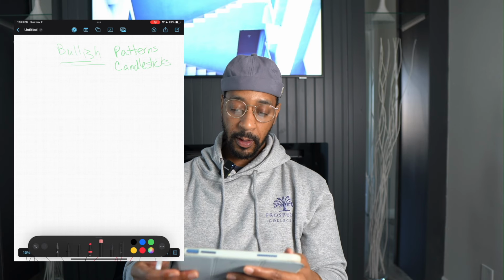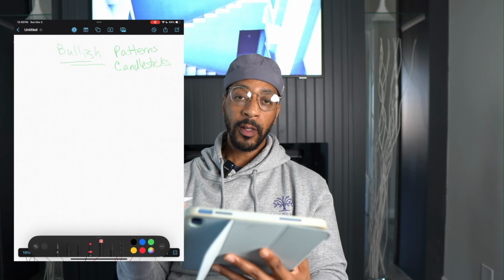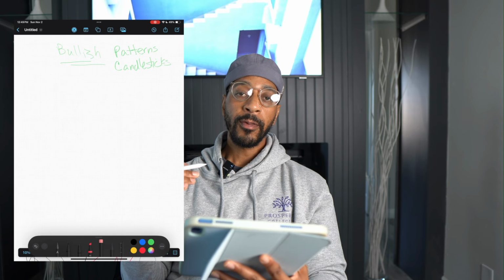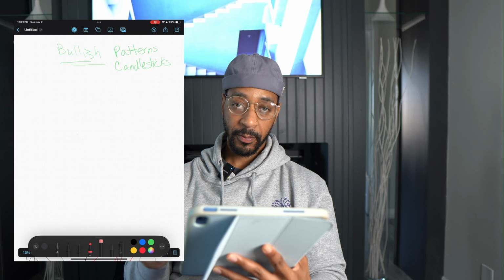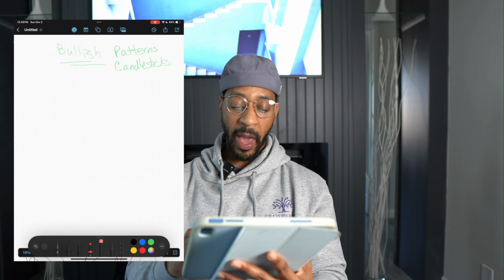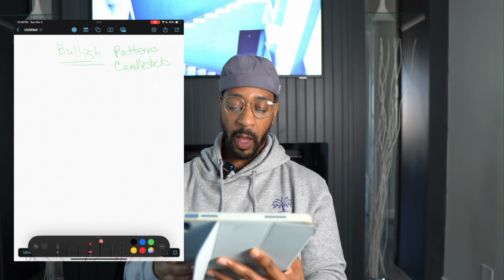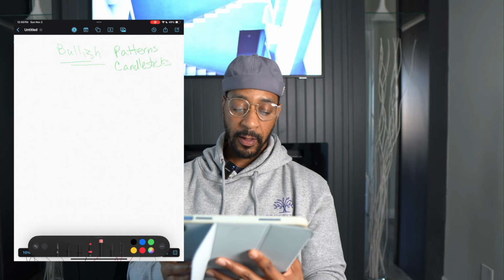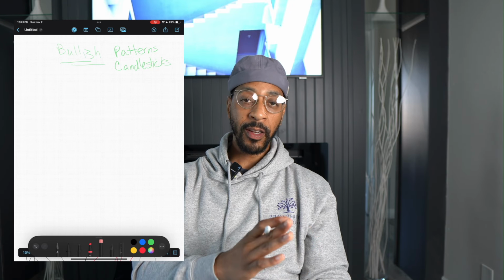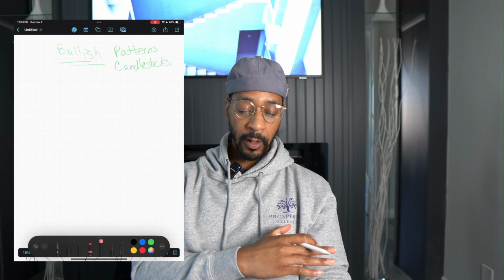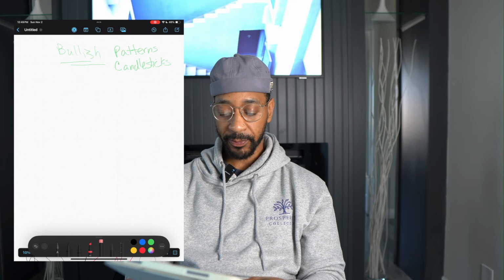Candlesticks. Now with candlesticks, it is very important. Patterns have a whole bunch of candlesticks inside of them, right? So I want you guys to understand that you can see a pattern, and that pattern is made up of a whole bunch of candlesticks. You have bullish and you have bearish candlesticks.